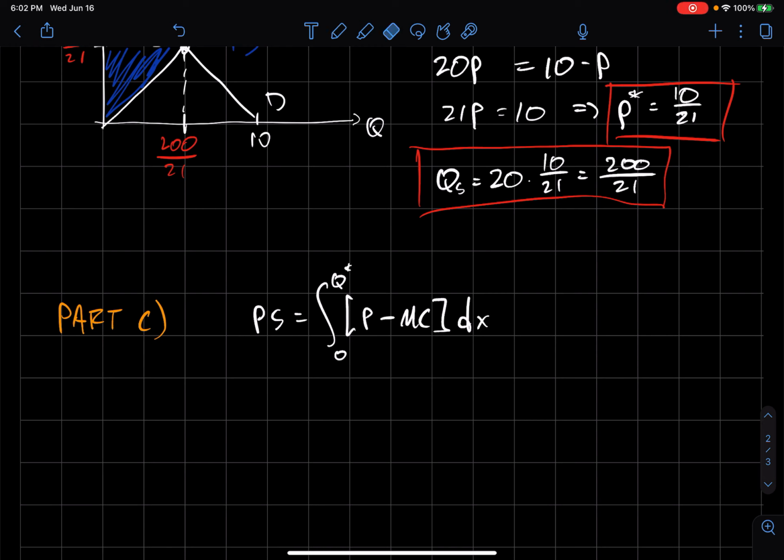So just to be as clear as possible, marginal cost is a function of something. Typically, this is Q, but because we're integrating and one of the ends of our integral returns a Q, we're going to use x as our free variable, dx. Okay, so this is the definition of producer surplus.